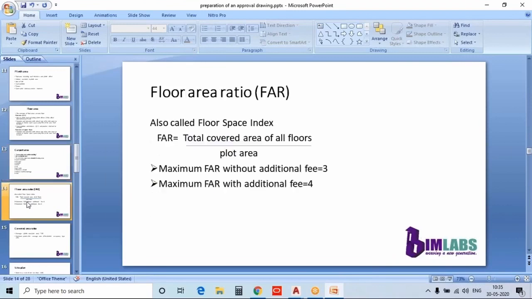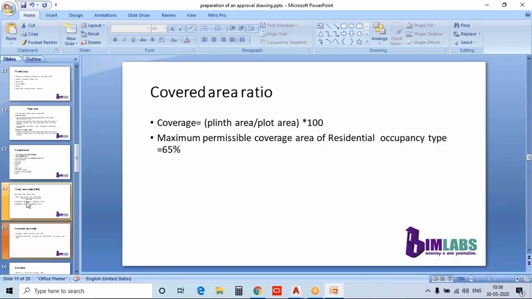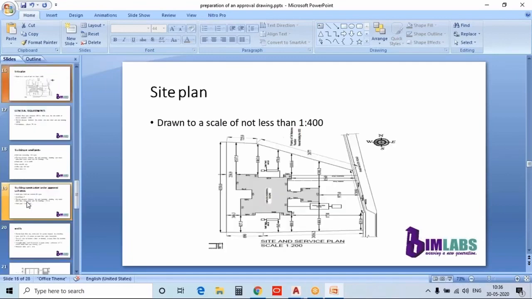Okay. Next, you have to find out the FAR and the maximum permissible limit of FAR without additional fees, 3. Then next you have to find out the covered area ratio or coverage. The maximum permissible coverage area of residential occupancy type is 65%. And this is a sample of a site plan.